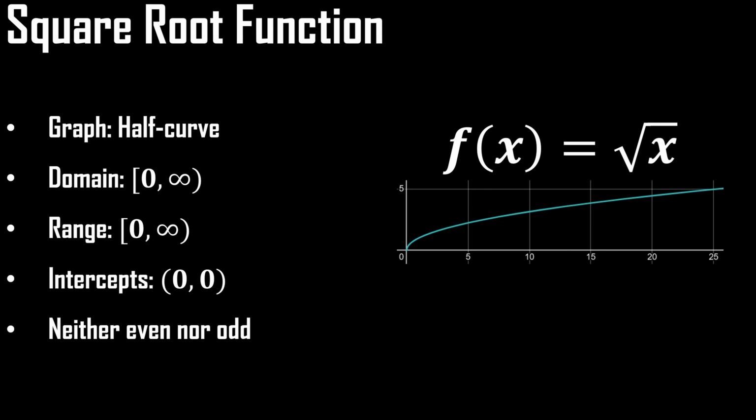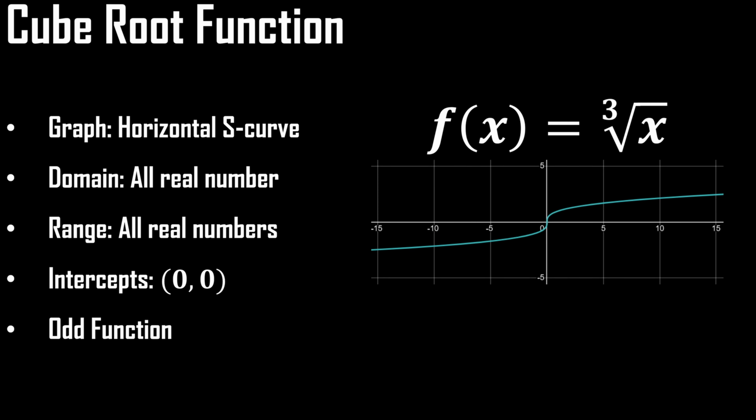Next, we have the square root function. The graph is a half curve starting at the origin. The domain is from 0 to infinity. The range is also from 0 to infinity. The intercept is at (0, 0), and it is neither even nor odd. A real-world example would be physics equations for time and distance.